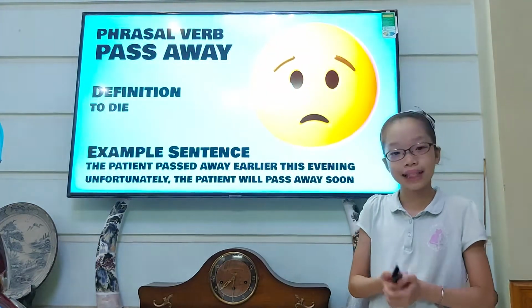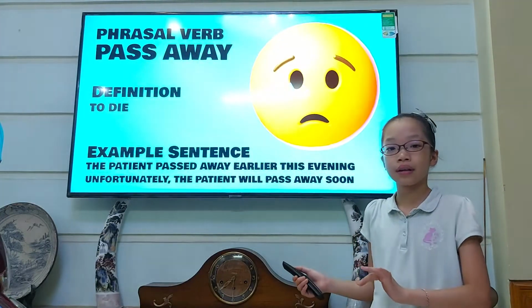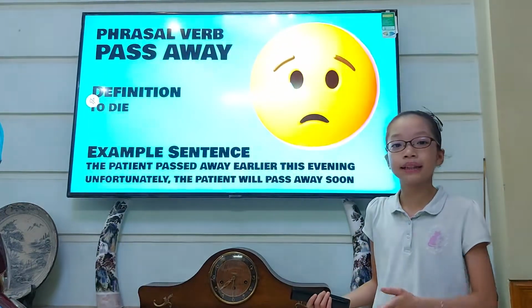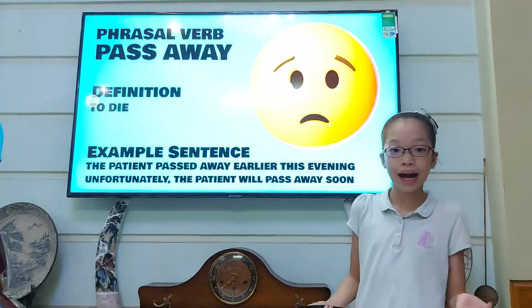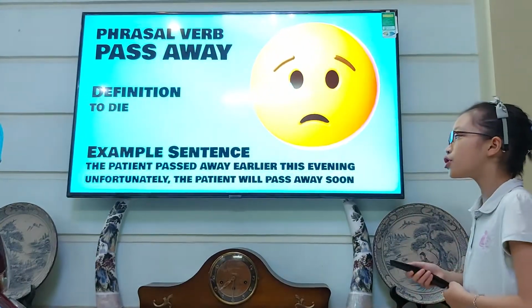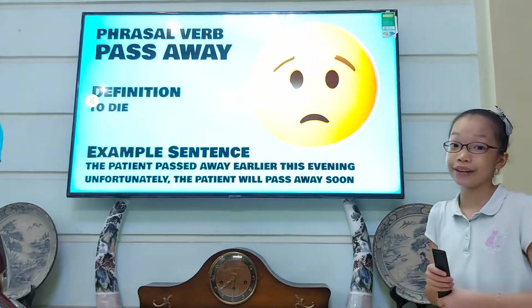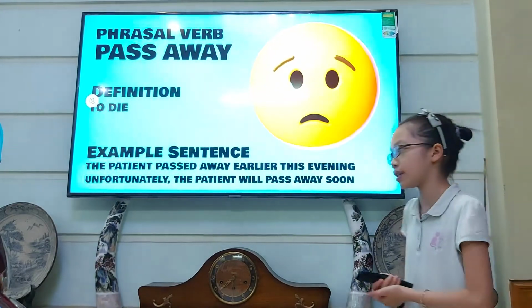When we say the word die, it's impolite. But when we say pass away, it is more polite. So make sure you use the right word in the right situation. Die and pass away. So let's see the examples. The patient passed away earlier this evening. Really sad. Unfortunately, the patient will pass away soon.